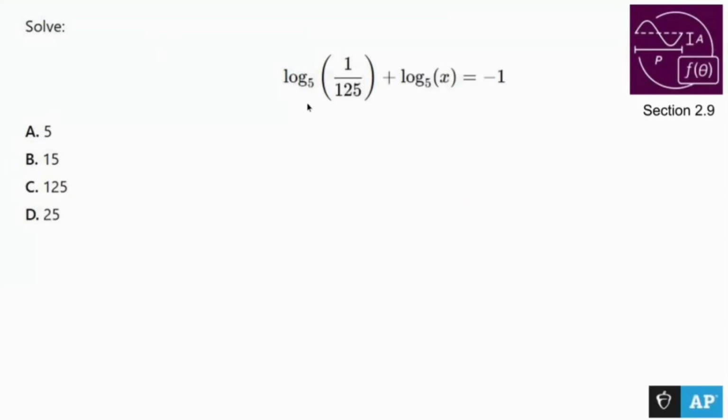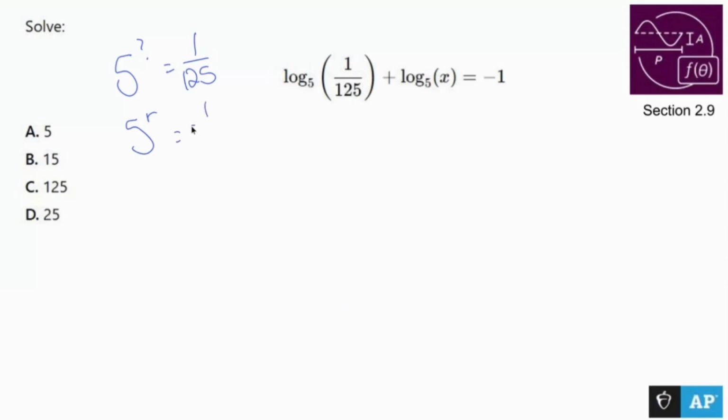Solve log base 5 of 1 over 25 plus log base 5 of x equals -1. All right. Well, if we want to evaluate a log, you're basically asking yourself, in this case, 5 to the what power is 1 over 125? So we could set this up as, I don't want to use x because x is there, so 5 to the r equals 1 over 125.